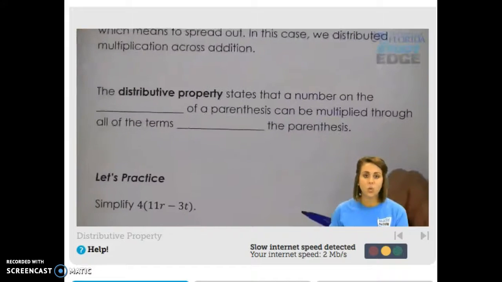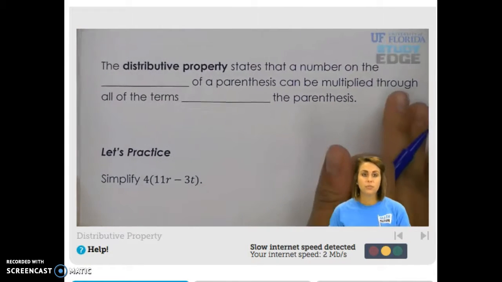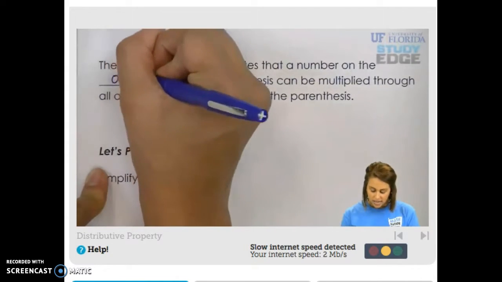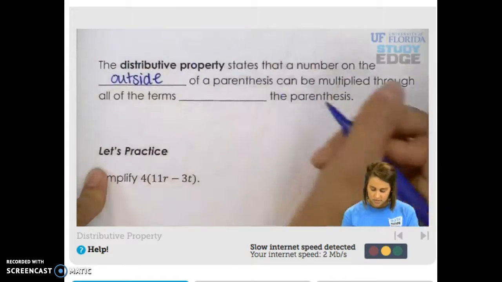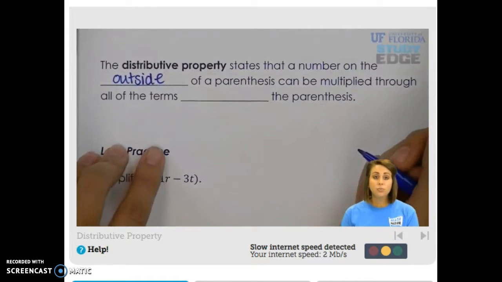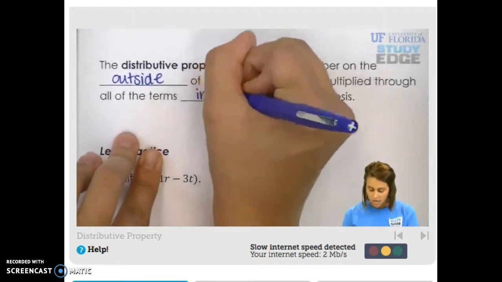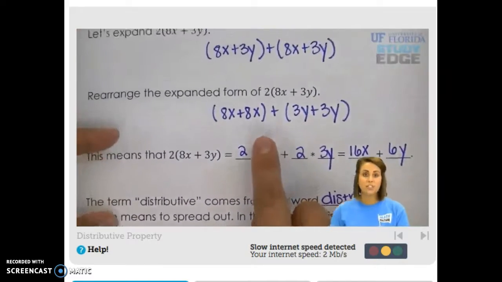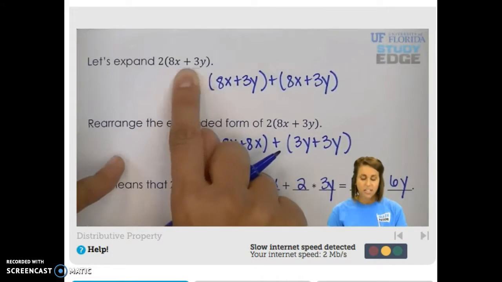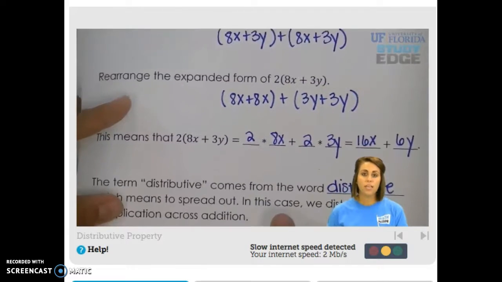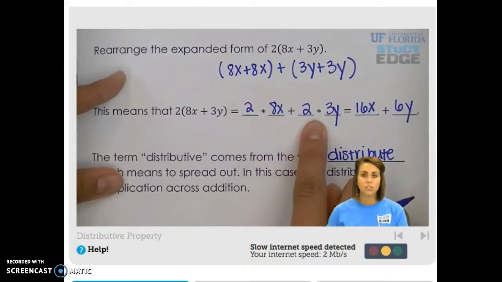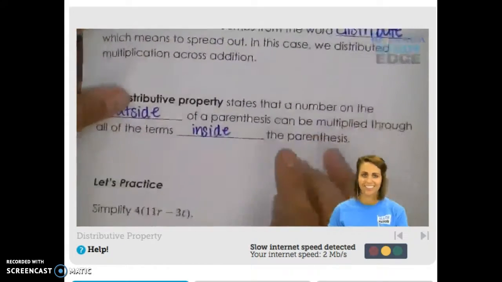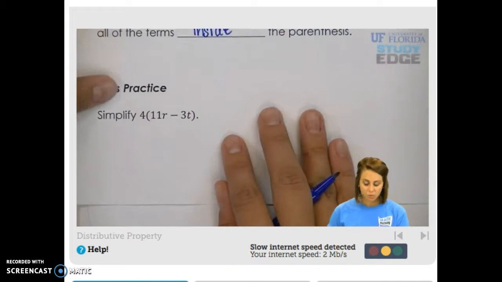So we did it kind of the long way, but what the distributive property states is that a number on the outside of a parentheses can be multiplied through all of the terms on the inside. So just like above, what we did when we had the 2 on the outside is we multiplied it by each of these terms. So it became 2 times 8x plus 2 times 3y. Tongue-tied today, huh? So let's practice that a little bit.